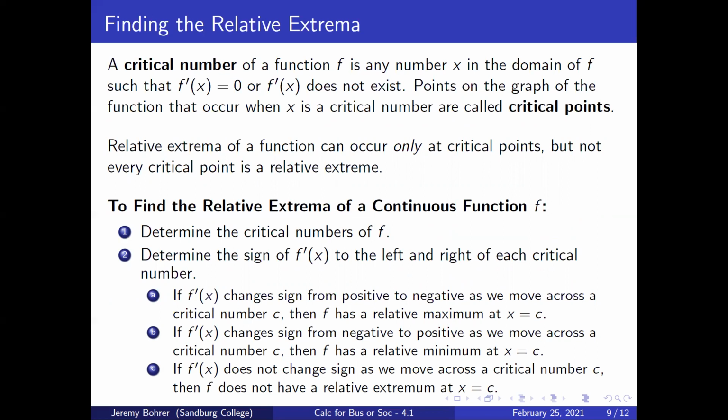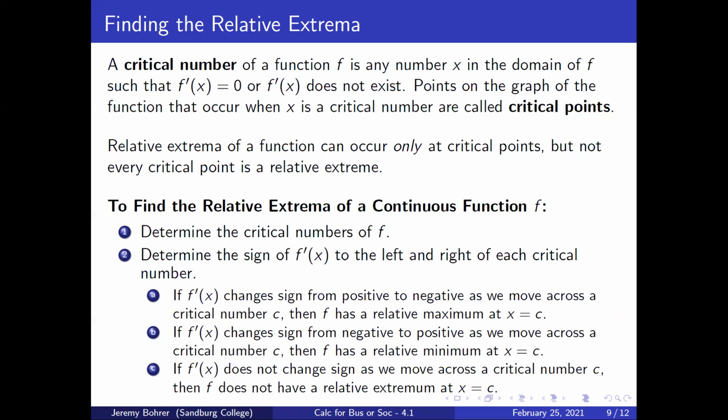To find the relative extrema of a continuous function f, first determine the critical numbers of f, then determine the sign of f prime of x to the left and right of each critical number. If f prime of x changes sign from positive to negative as we move across a critical number c, then f has a relative maximum at x equals c.